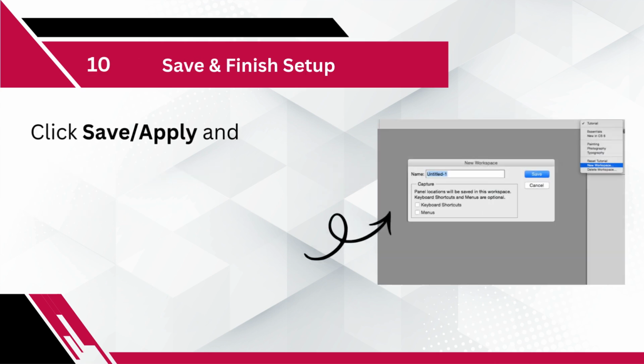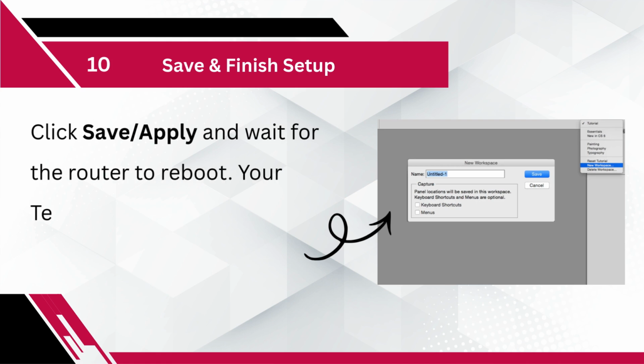Create a Wi-Fi name, SSID, and a strong Wi-Fi password. 10. Save and finish setup. Click Save, apply and wait for the router to reboot. Your Tenda router is ready to use.